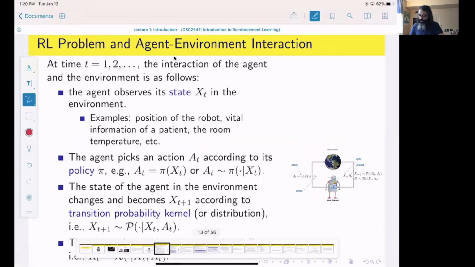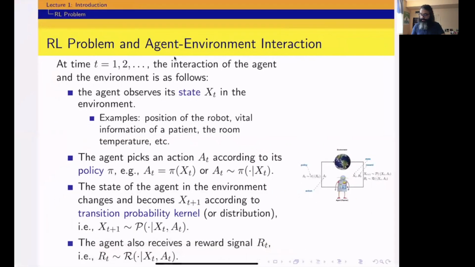Okay, let's see how agents interact. I described it visually, but it can be a bit more formal. At time t, for t equal 1, 2, 3, probably up to infinity, the agent observes its state.